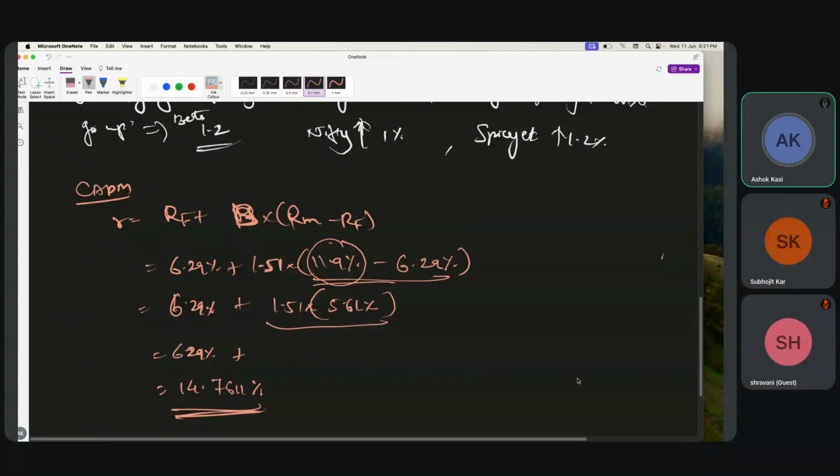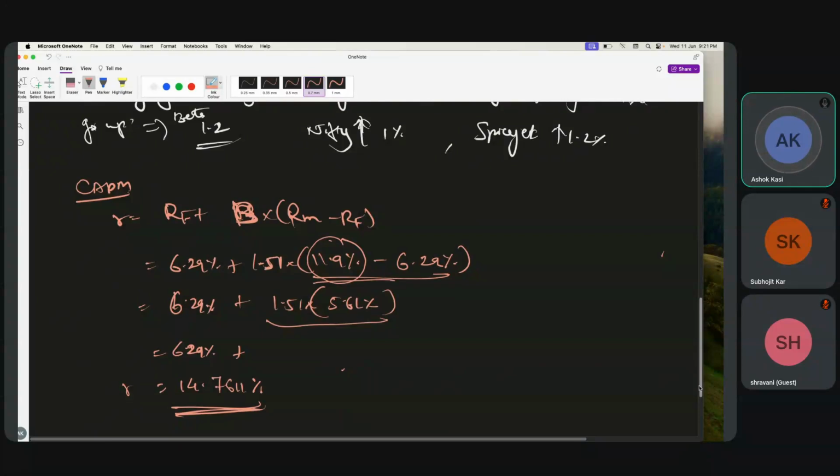Is it okay? Shravani, you understood this one? Yes, sir. So you should expect 14.76 percentage from Indigo.